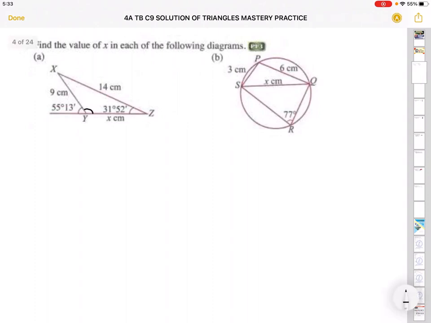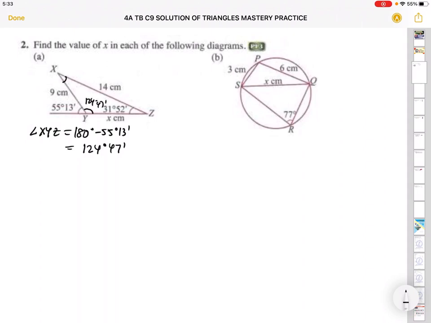Let's find angle XYZ, which is 180 minus 55 degrees 13 minutes. You can use your calculator. Yeah, this will be 124 degrees 47 minutes. Remember, 1 degree is 60 minutes. So you can convert to 179 degrees 60 minutes, and then you minus 13 from 60, you get 47. Sorry, 179 minus 55 is 124. Okay, I've got this as 124 degrees 47 minutes.